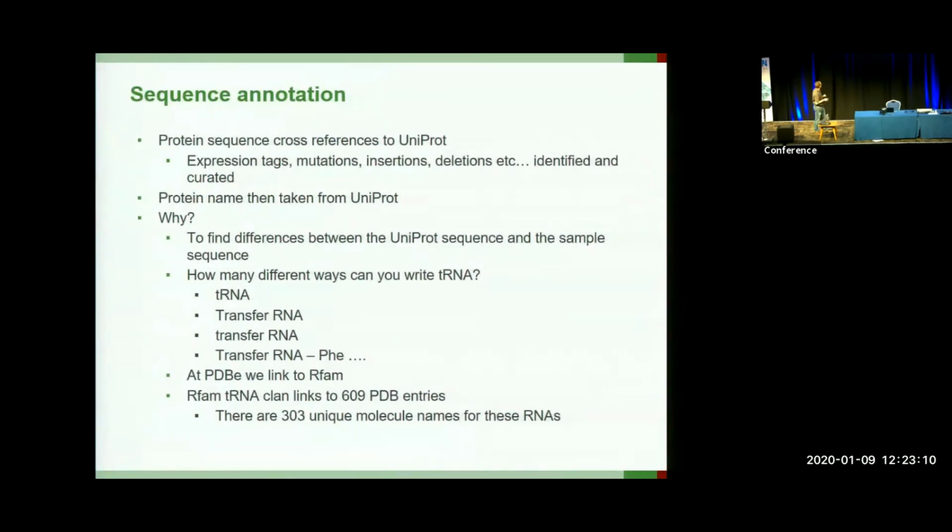Especially that second bit. How many different ways can you write tRNA? It has 4 letters. Apparently, 609 entries have 303 different ways of writing tRNA. So this is why we standardize things. Whenever you complain that we take your protein name from UniProt, it's for this reason. It's so that other people can find them, so that when you search on our websites, you can find these things.